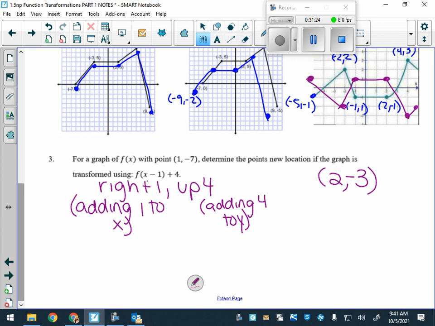So you might be given a ton of different points to determine what they are. You have to remember, if you're moving to the right, you're adding to x. If you're moving to the left, you're subtracting from x. If you're moving up, you're adding to y. If you're moving down, you're subtracting from y. If it's a reflection, what do you have to do?